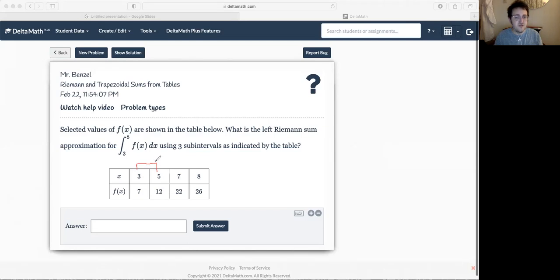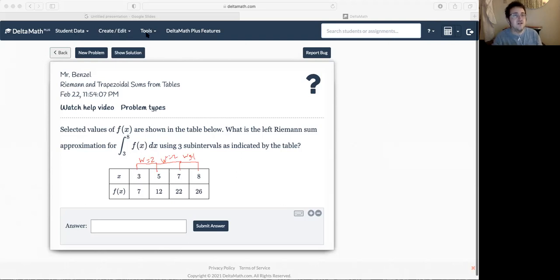So our first interval goes from 3 to 5. Our second interval goes from 5 to 7. And then our third interval goes from 7 to 8. And I like to just put in my W's, my widths. So my first two widths are 2. And then my last width is 1. And we are going to be choosing the left side of each interval.